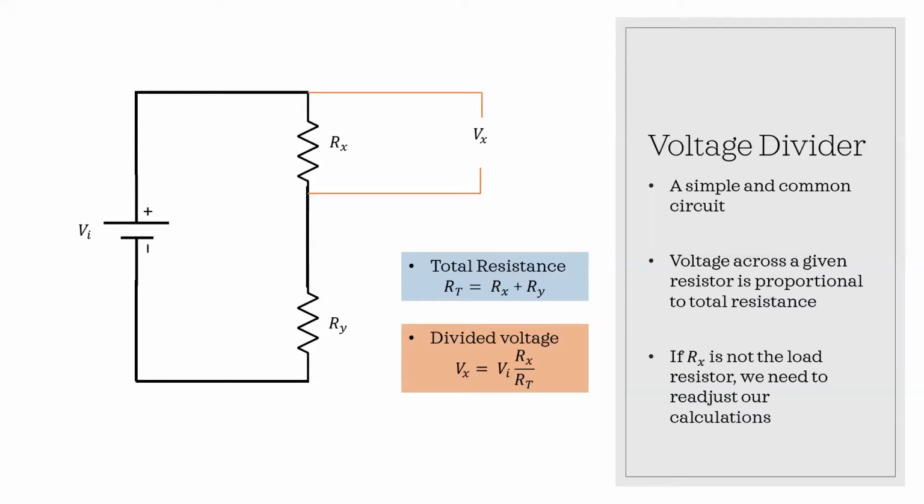So if we care about the voltage across resistor X, we can use Ohm's law to determine the voltage drop across resistor X is equal to the total circuit voltage times the proportion of resistance that resistor X is contributing.